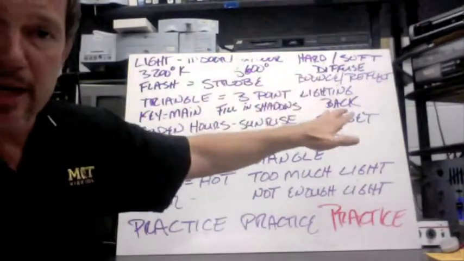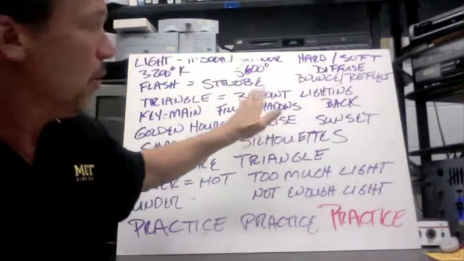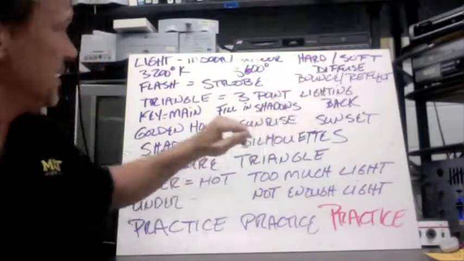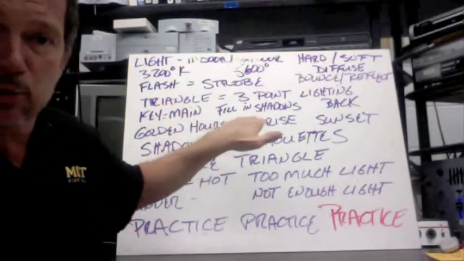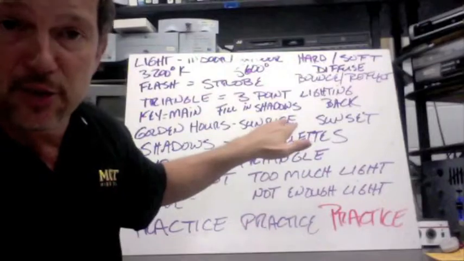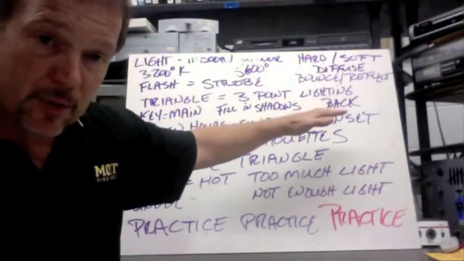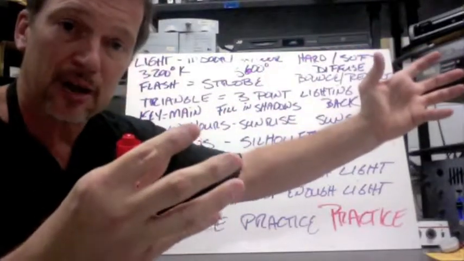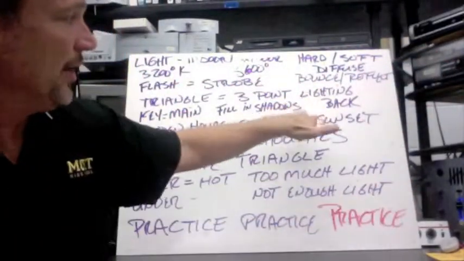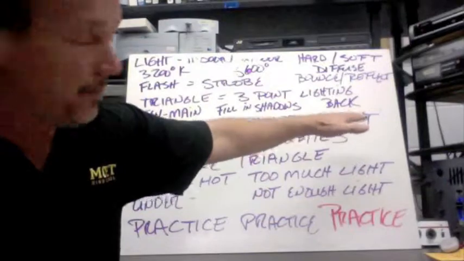Triangle is three-point lighting. Just like we have the exposure triangle, we have triangle lighting, three different lights. The main light is the key light, which creates the shadows. The fill light fills in those shadows. And then if you've got a light on the back of your subject to make it stand out from the background, again, add some depth to it. The light on the back of your subject is called the backlight.